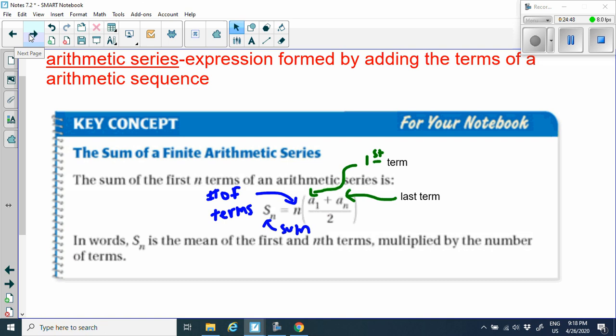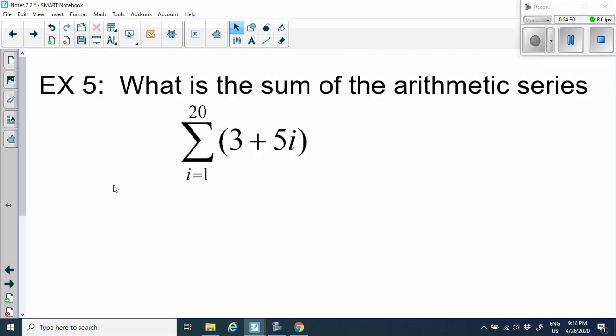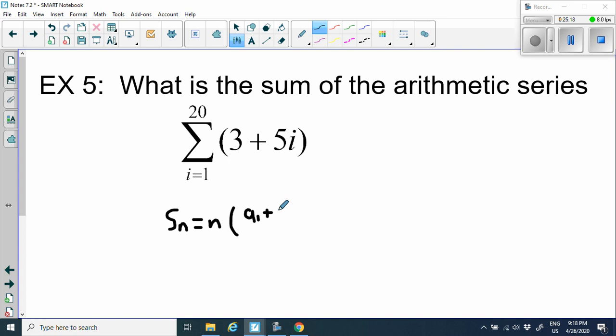So it's going to be our example number 5. So what is the sum of the arithmetic series? Okay, so we have the sum of 3 plus 5i, where i equals 1, and we go all the way to the 20th term here. So using our formula, kind of going back to that, remember we have S sub n equals n times a sub 1 plus a sub n divided by 2.